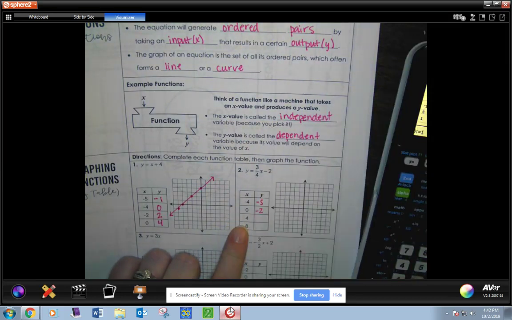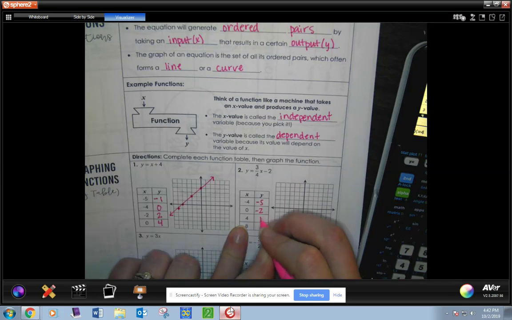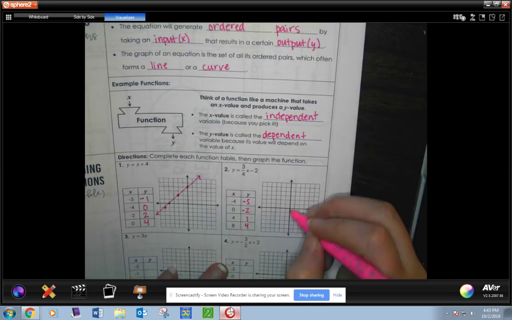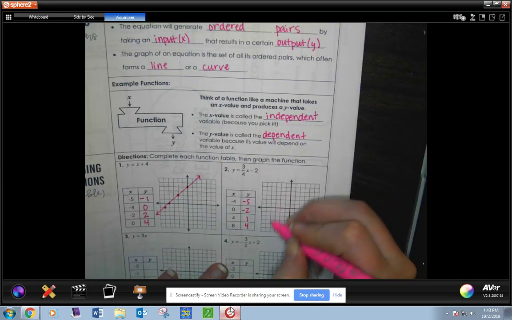Now I'm going to scroll down to 4. And when x is 4, y is 1. And when x is 8, y is 4. Okay, so when I plot these, -4, -5, I'm going to go left 4, down 5.